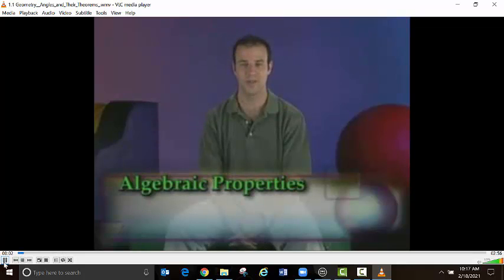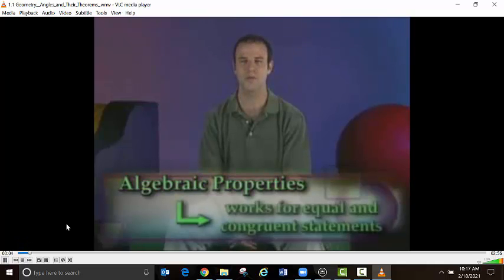We'll be using in a few minutes. These are really useful because these properties work for equal and congruent statements.